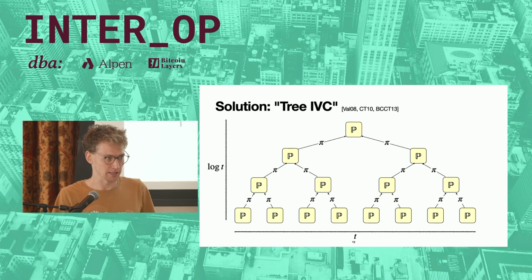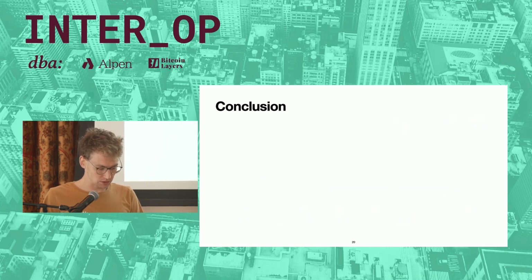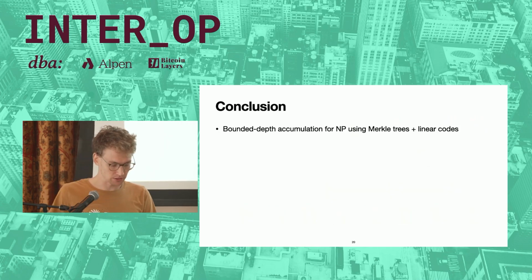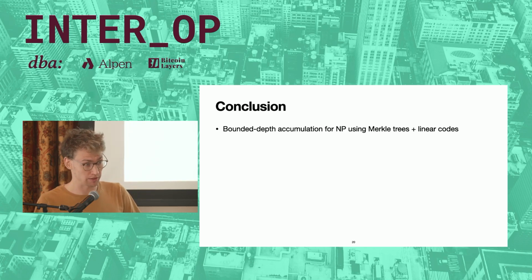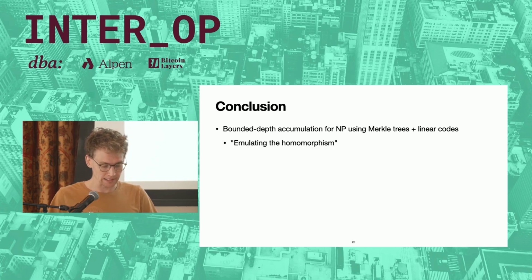Through that amplification, we can support higher arities and make this much more practical. And we give a bunch of other optimizations as well. So that's the final slide. I want to say that this bounded depth accumulation is very interesting because it could potentially give us really, really fast proof systems. The core idea is that we can use Merkle trees and linear codes to successfully emulate the homomorphism instead of doing it directly.